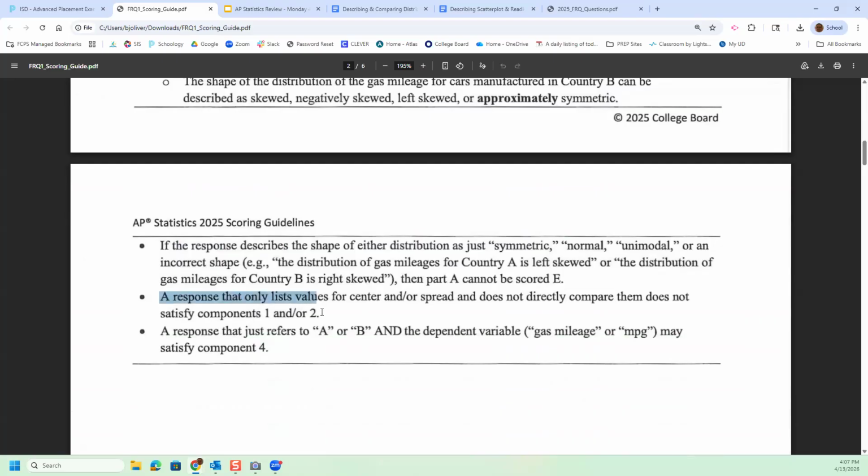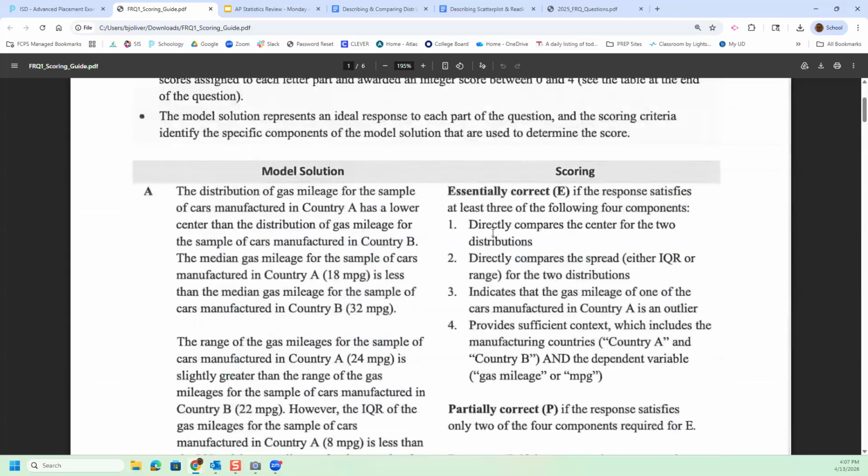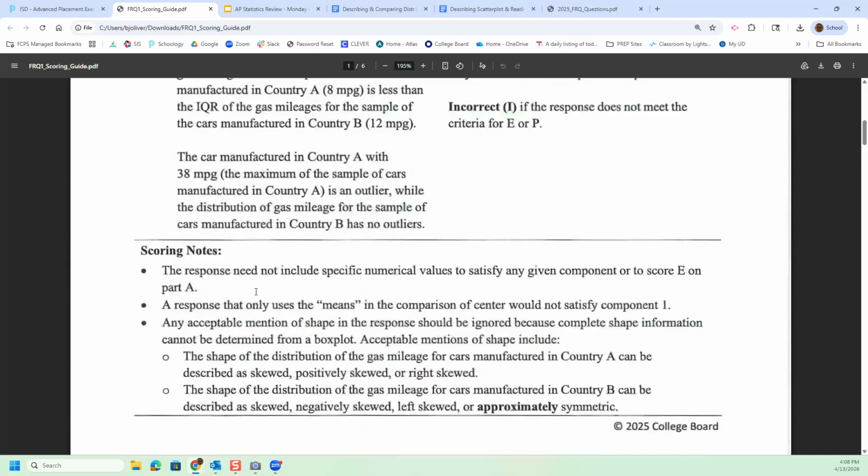This is the thing I want to show you about when it comes to comparison. If you do not directly compare them, you can't get components 1 and or 2. So in other words, if I said that the median of A was 18 and the median of B was 30, that's not a comparison. I'm not going to get 1. If I said the range of this guy is 22 and the range of that guy is 24, not going to get it because I didn't compare. So that is how we score these. They're really nice in terms of it. At this point, if you haven't looked at them, just listen to me talk about it and kind of move on. If this is something you talk about in class, look at these things because the scoring and the notes oftentimes come in handy.